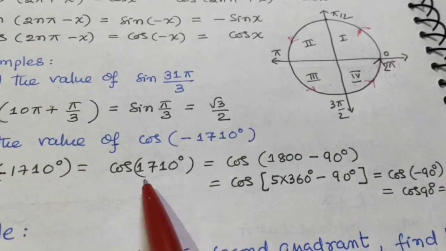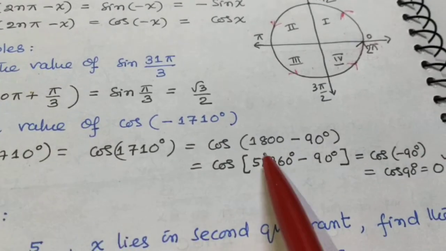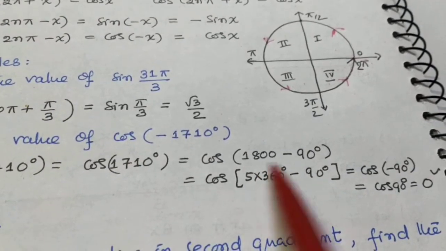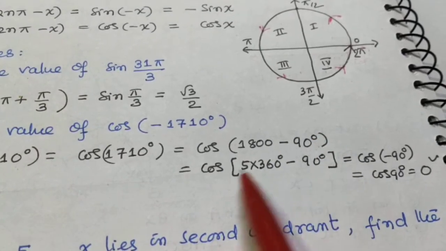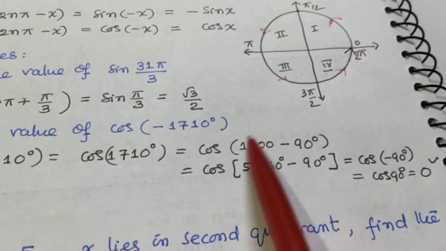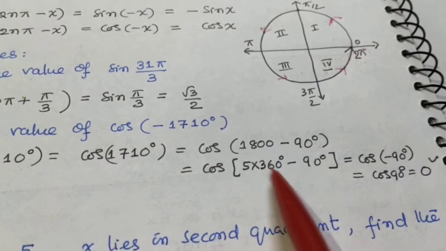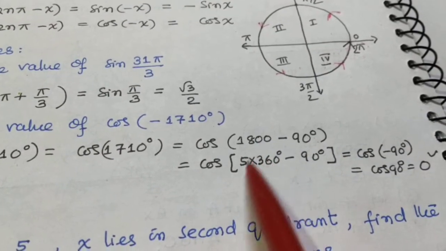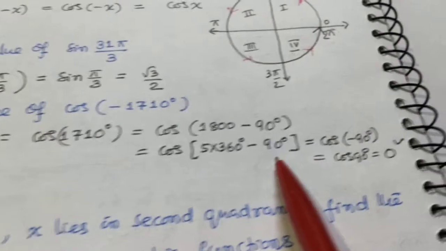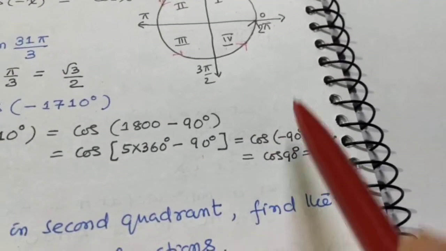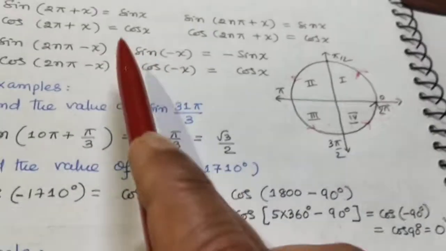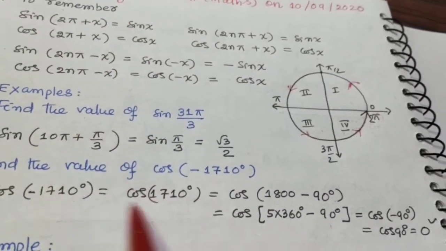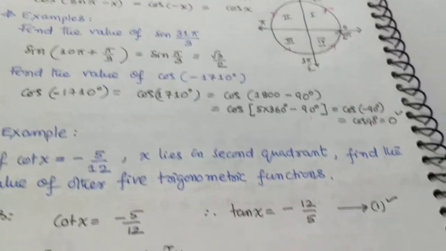And this can be written as, dear students, 1800 minus 90. First write this. And 1800 is a multiple of 360. You have to arrange this multiple of 360. 5 times 360 gone, finished. So cos of minus 90. Again cos of minus 90 is cos 90, and cos 90 is 0. This is the way to calculate these kinds of values of trigonometric functions.